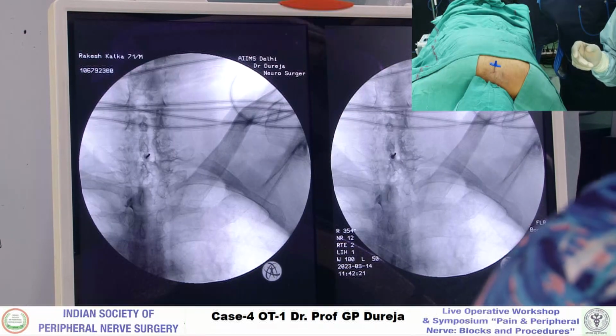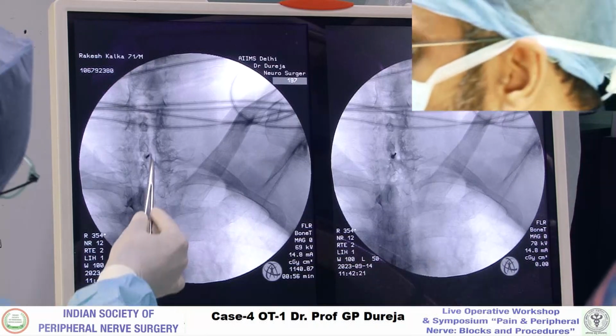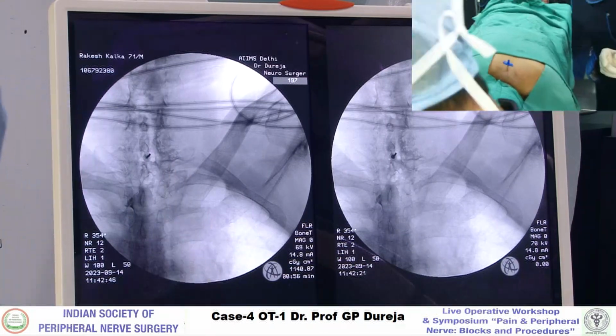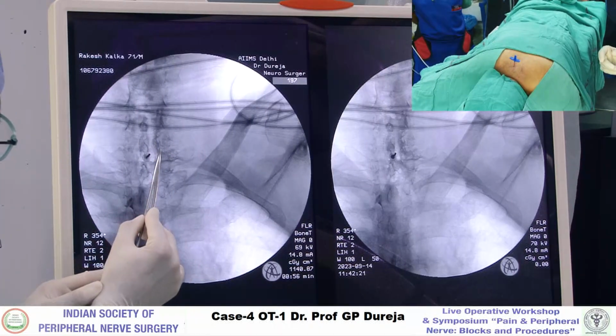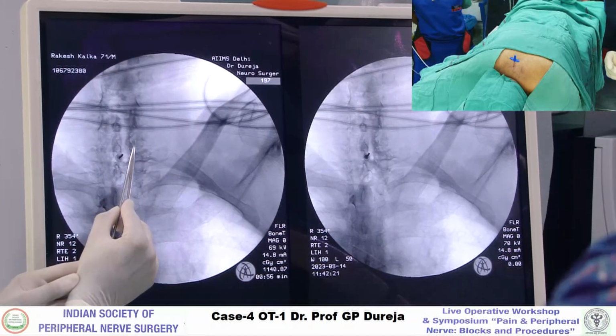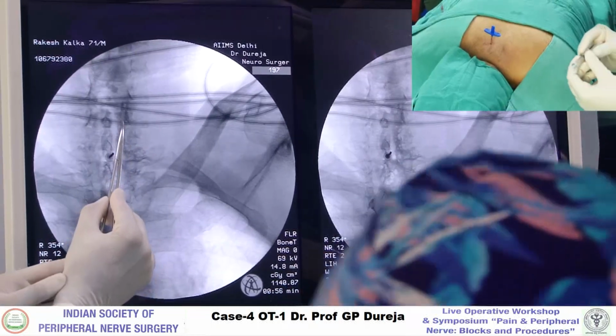I'll put some more dye. Yeah, you can see the roots now. This is the C7 root. Then you have the upper one. This is the C6, C5. This is the C5.